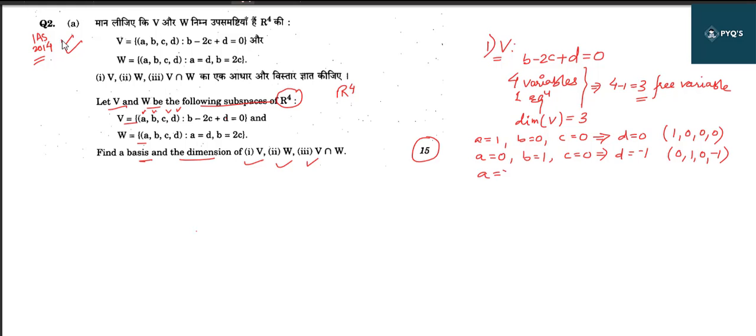Now by putting A equals 0, B equals 0 and C equals 1, we find D equals 2. So the next vector will become 0, 0, 1 and 2. So for dimension 3, these 3 are the basis. These 3 are the required basis of V.